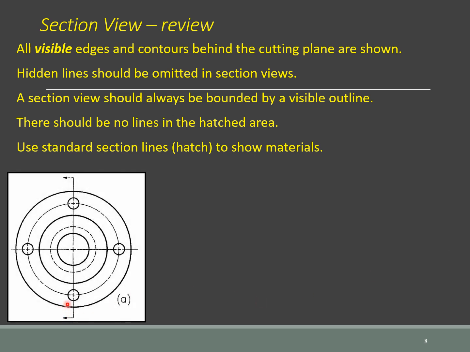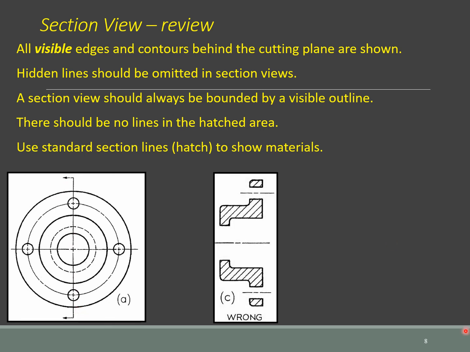So here's a part that we're going to do a full section. The cutting plane is right there. And let's look at some different possibilities. Now, this one they're showing the crosshatch, but the problem is these are disconnected, right? Those lines should still be there. The edges of this part haven't gone away, right? It looks like there's a bunch of separate pieces floating around.